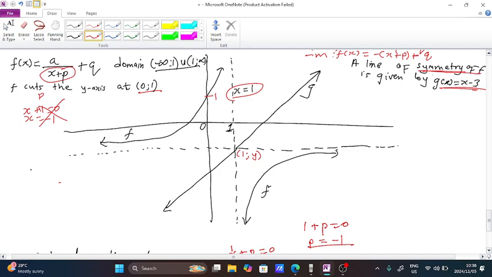So in this case, the domain excludes one, going from negative infinity to one and from one to positive infinity. Since one is excluded from this domain, it means here x = 1. So now p is the asymptote.